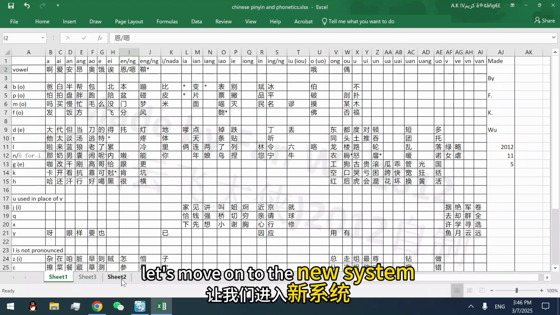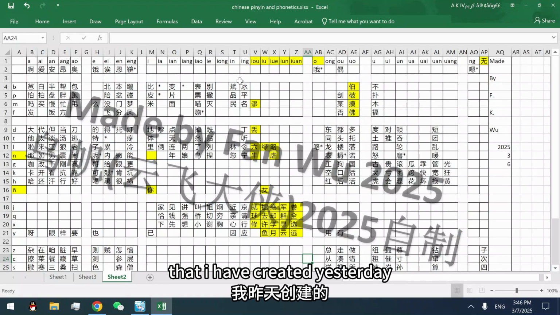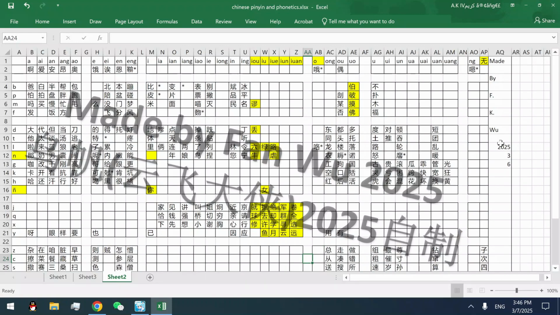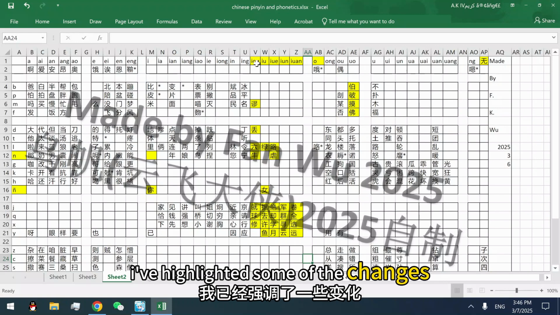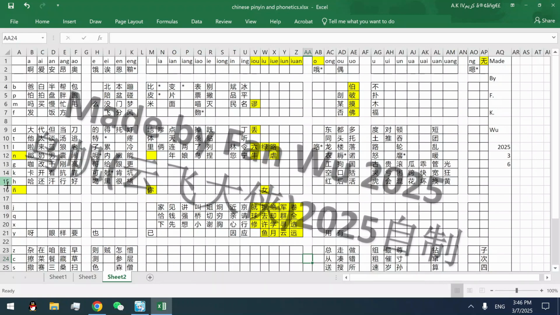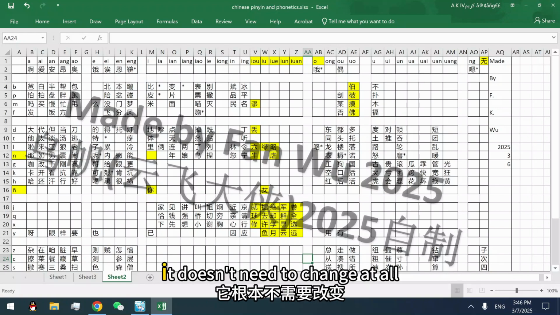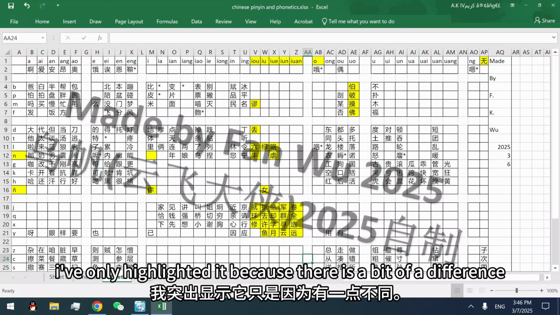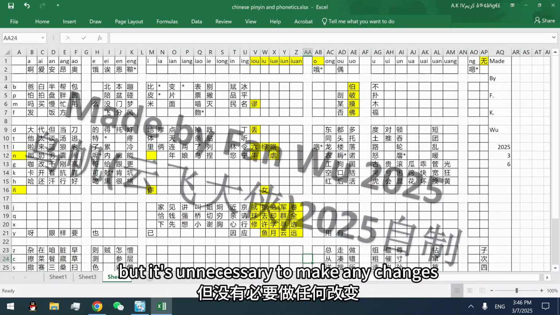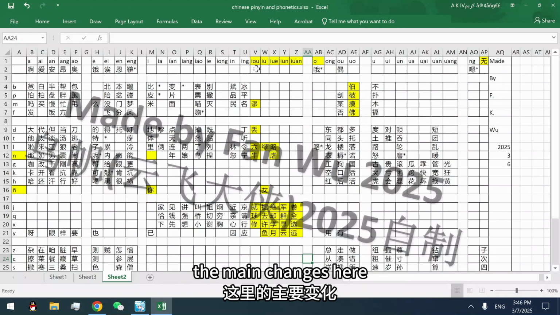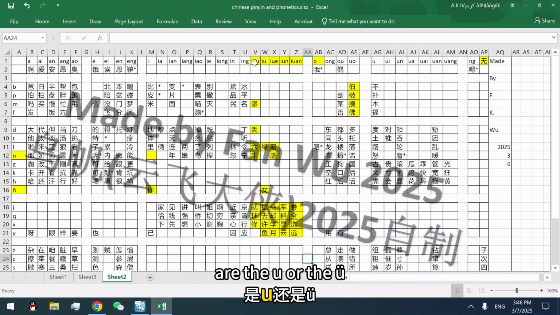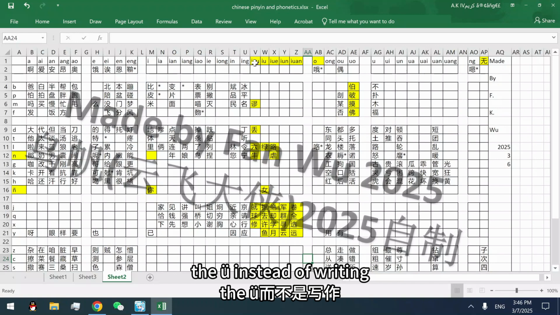Let's move on to the new system that I created yesterday. Now, in the new system, I've highlighted some of the changes. Over here, I only highlighted the n and the ny, but really it doesn't need to change at all. I've only highlighted it because there is a bit of a difference, but it's unnecessary to make any changes. The main changes here are the u or the yu.